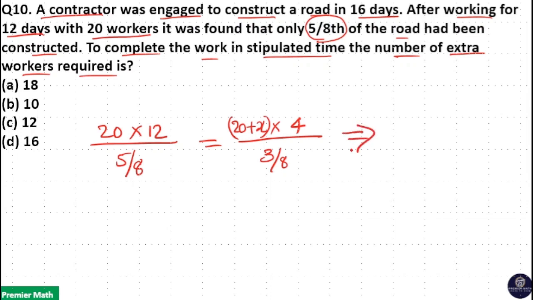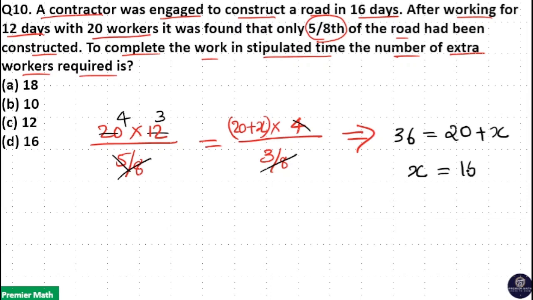Now this implies that 1/8, 1/8 cancel. 5 goes 4 times in 20. 4 goes 3 times in 12. Now 3 into 4 into 3 is 3 into 4, 12. 12 into 3, 36. So 36 is equal to 20 plus X. That means number of extra workers X is equal to 36 minus 20, 16. So option D is your answer. Now here I am using the formula M1D1 by W1 is equal to M2D2 divided by W2.